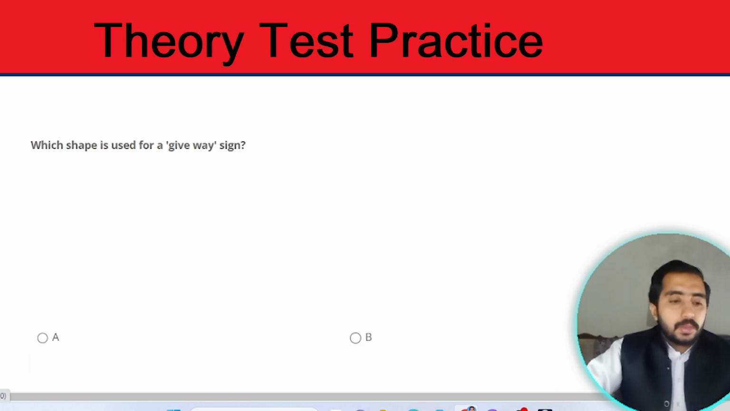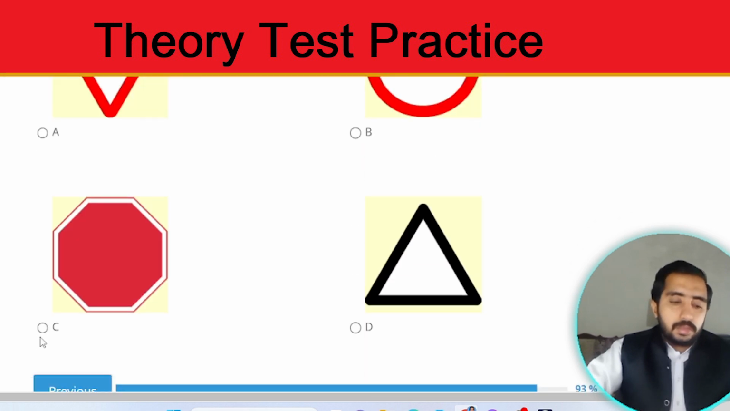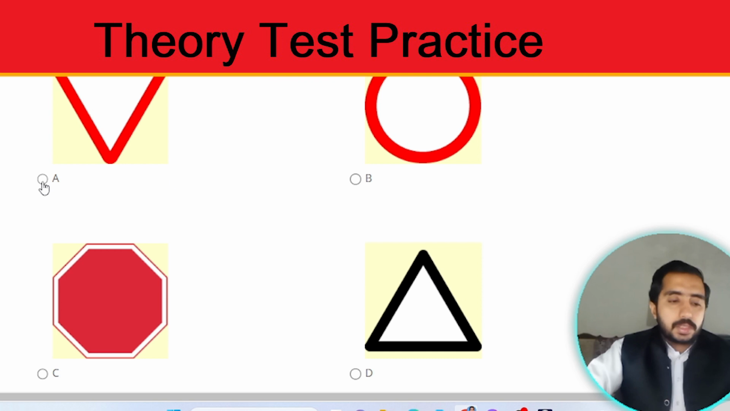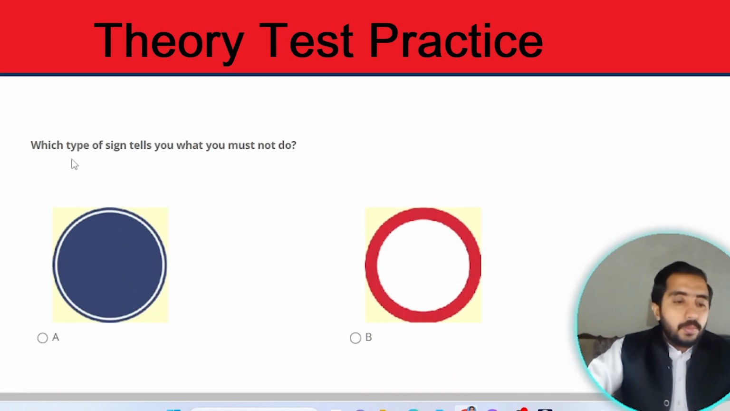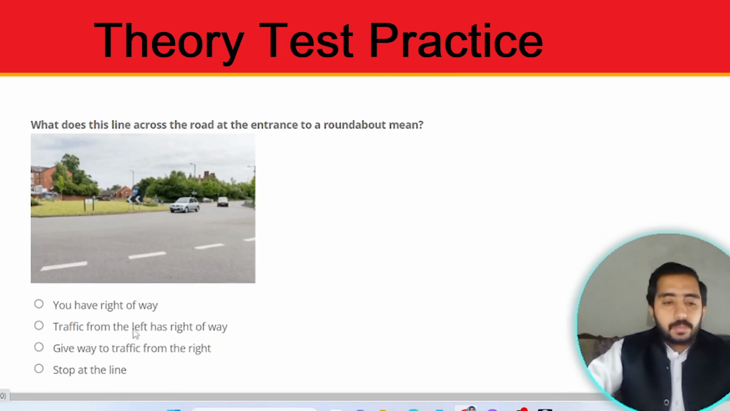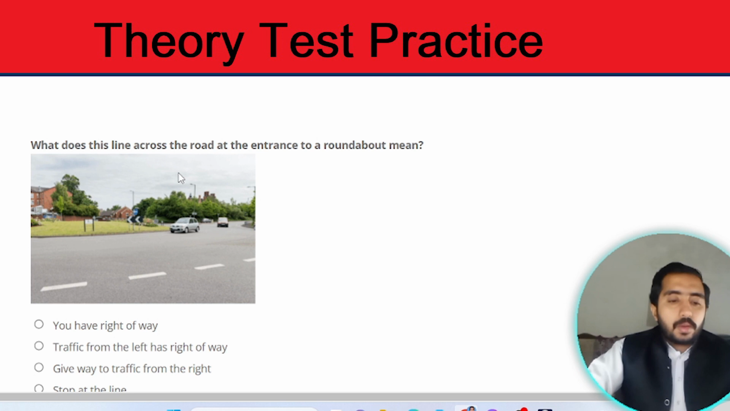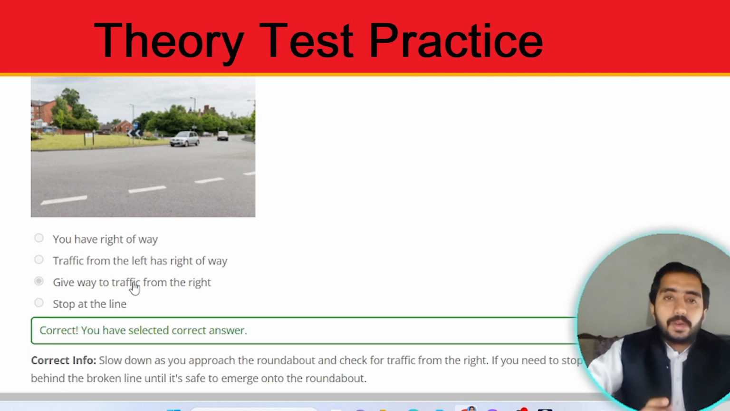Next question. Which shape is used for a give way sign? Okay, give way sign, option A. Yes, only option A is used for the give way sign. Which type of sign tells you that you must not do something? Definitely red color. Next one. What does this line across the road at the entrance of the roundabout mean? Okay, this means give way to traffic from the right side.